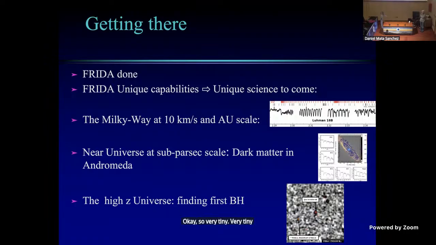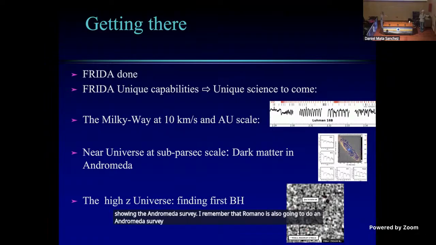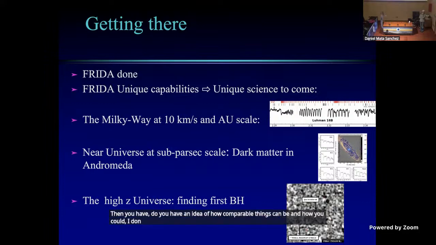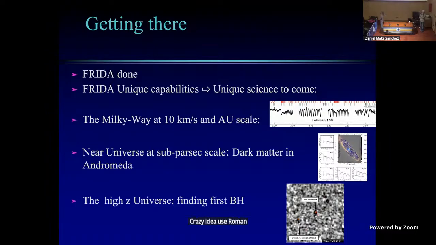Okay. And the other thing is that you were showing the Andromeda survey. I remember that Roman is also going to do an Andromeda survey, but the spectroscopic resolution is much worse than what you have. Do you have an idea of how comparable things can be, and how you could, maybe a crazy idea, use Roman, because it'll have the same spatial resolution as Hubble. The mirror is basically the same.